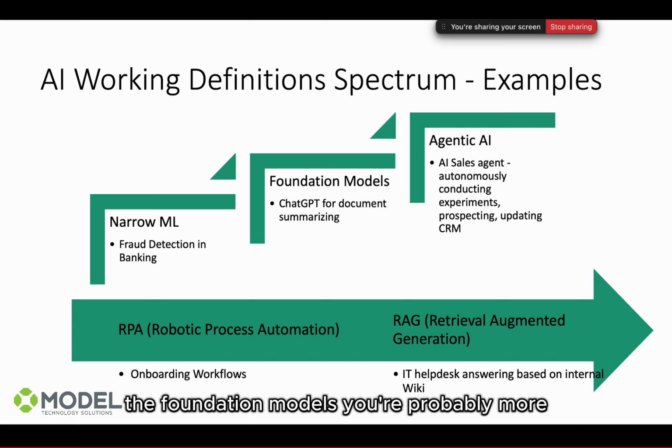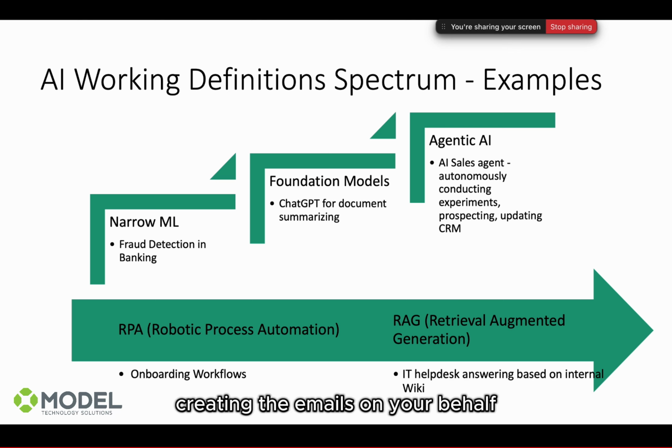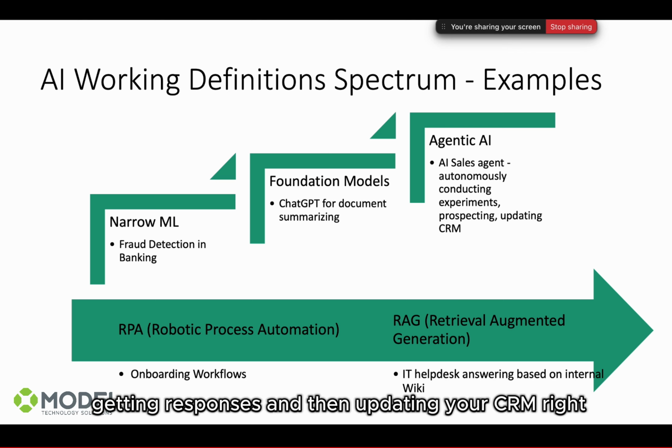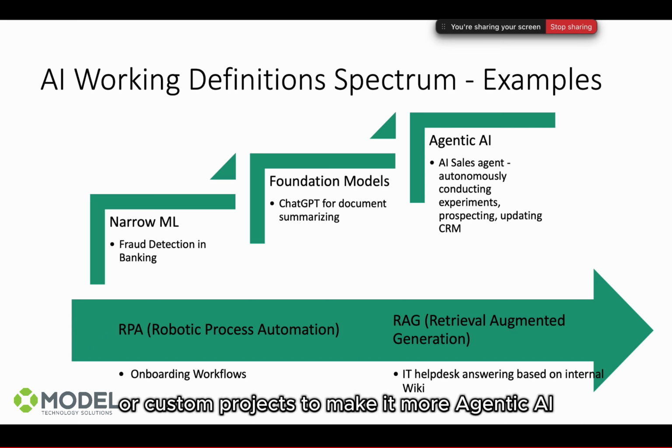The foundation models you're probably more familiar with, Perplexity or ChatGPT, they're really good. A good use case for that is summarizing a long document like a case study or white paper. And then agentic AI is kind of the next evolution, where you have an AI sales agent autonomously conducting experiments, prospecting your CRM, sending out emails on your behalf, creating the emails on your behalf, getting responses, and then updating your CRM, right? Underneath all of that, you can leverage something like an RPA or robotic process automation to make it into a workflow for the business. And you can leverage foundation models or trained models or custom projects to make it more agentic AI.